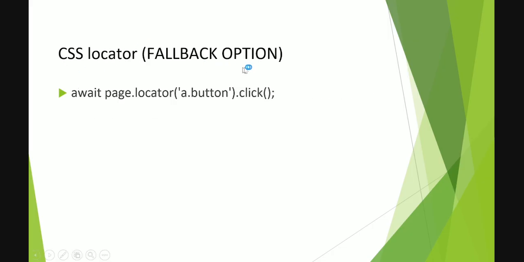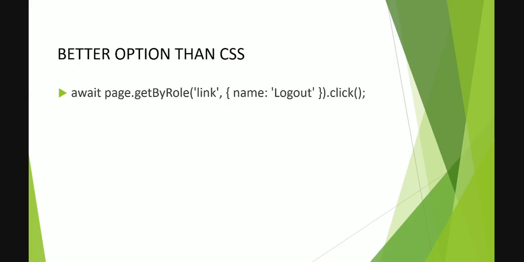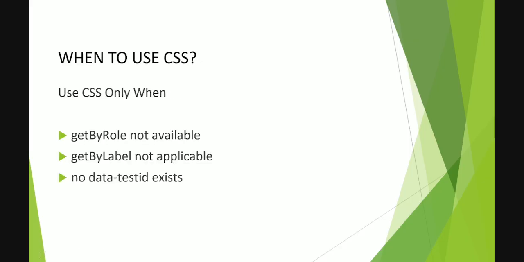CSS locator is a fallback option. This is a CSS selector locator. It works, but it depends on class name and HTML structure, so it is less stable. So we have a better option than CSS. This element is an anchor tag, so its role is link. Using getByRole makes the test more readable. So when we need to use CSS, the CSS locator should be a backup plan, not your first choice. If you understand DOM and locators, Playwright becomes very easy.